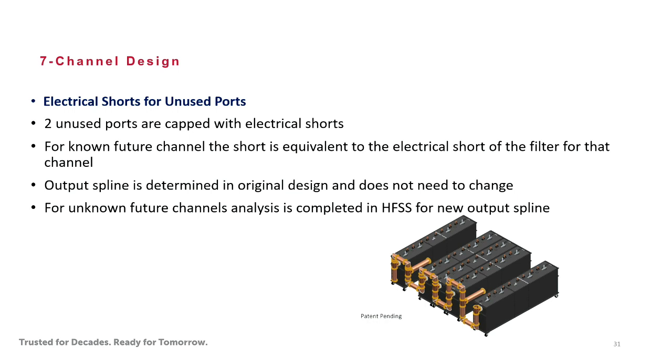The unused ports, like I mentioned, are capped with electrical shorts, and all that output spline, all those different configurations, all get done in HFSS, right? The shorts are based on that specific frequency. So this spot, here's the short that goes in there. When you remove that short, you replace it with the filter on that specific frequency. So electrically, it looks the same, right?